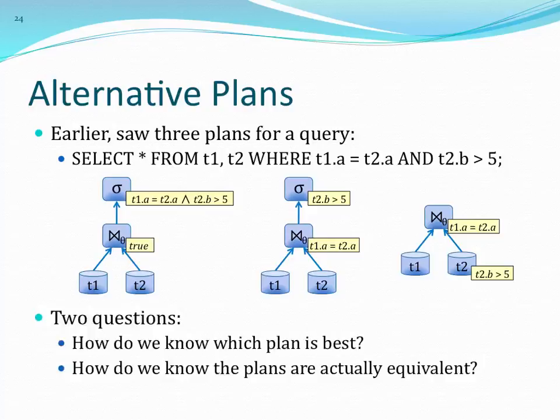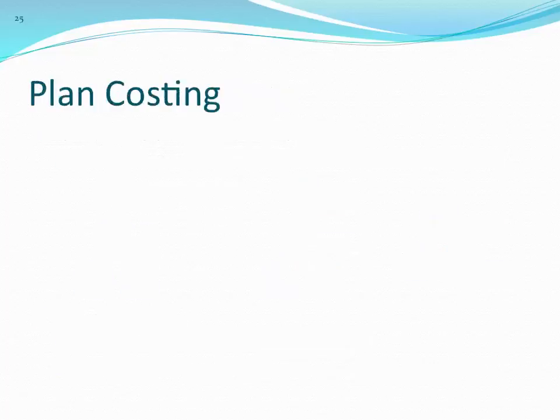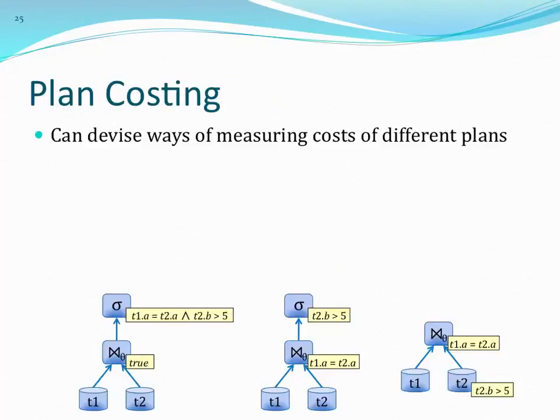How do we know which plan is best, given our schema and our data, of course? How do we know that the plans are actually equivalent? We're going to start talking about both of these questions in the next couple of lectures. And so we introduced the notion of plan costing. We've already talked about how much does a join cost in disk IOs, disk seeks, that kind of thing.